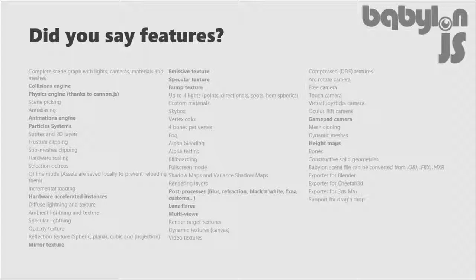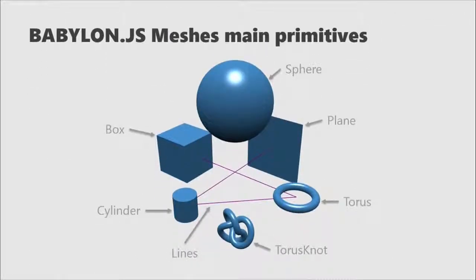Okay, lots of features, amazing features, and some main primitives. Yeah, out of the box, you will have some basic primitives like the obvious ones: box, sphere, torus, cylinder, the knot. I love the knot. It's a beautiful one. Perhaps I can show you a small demo. I think it's time for a demo.